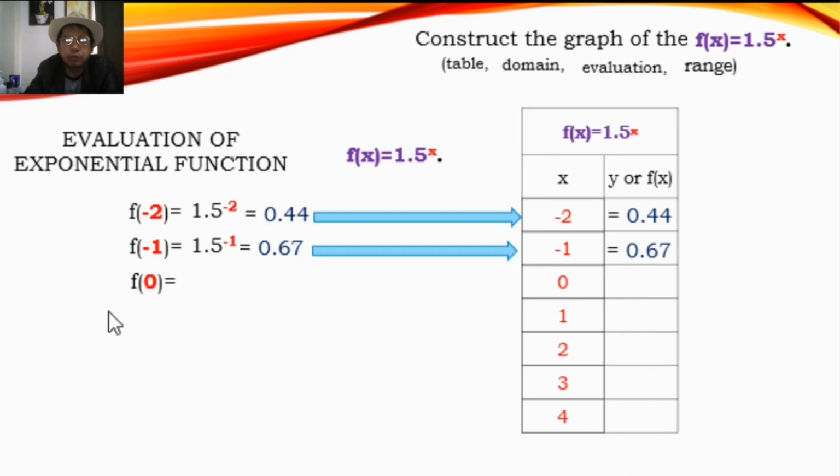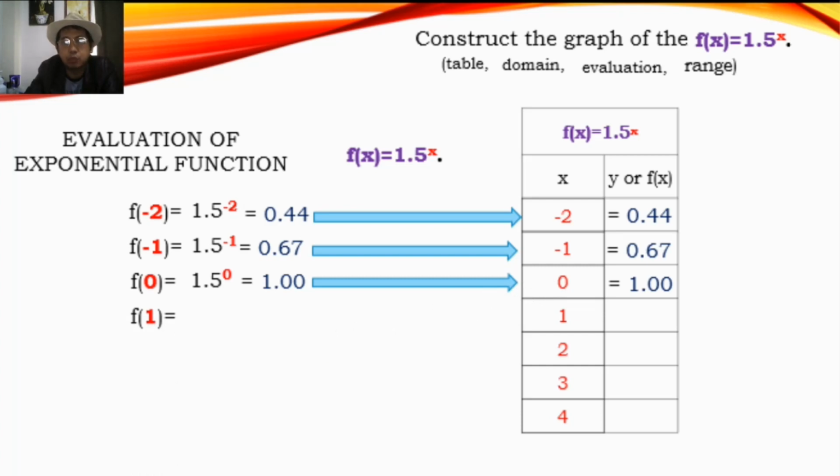Now another one would be, what if my x would be 0? What would be the result? So I will be having an exponential number which is 1.5 raised to 0. It will always give you 1 according to the law of exponents. Any number raised to 0 is always 1. The computation here tells you that the result is the value of the y-intercept, wherein we have here the point (0, 1).